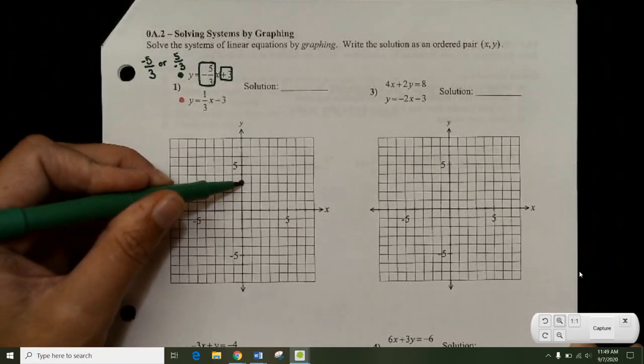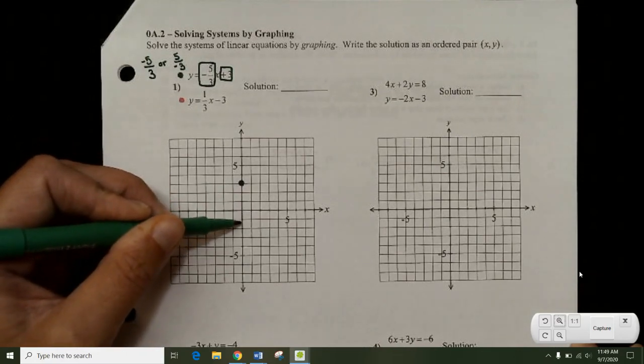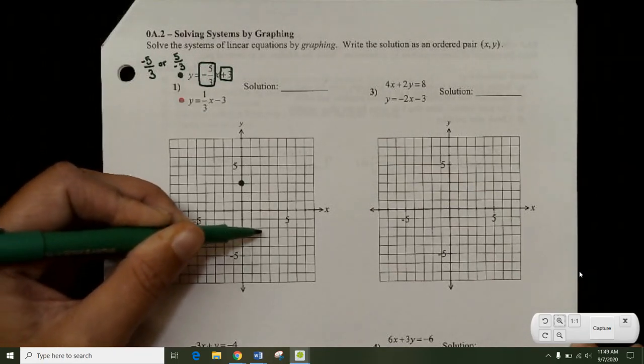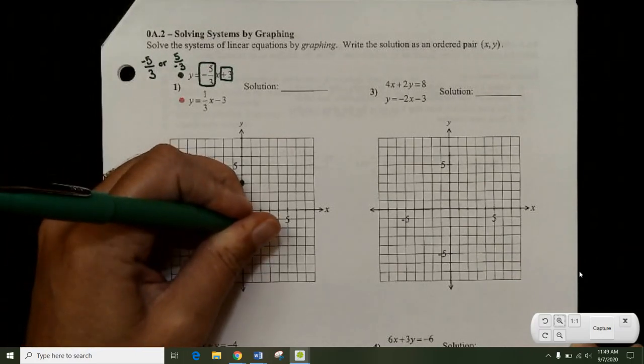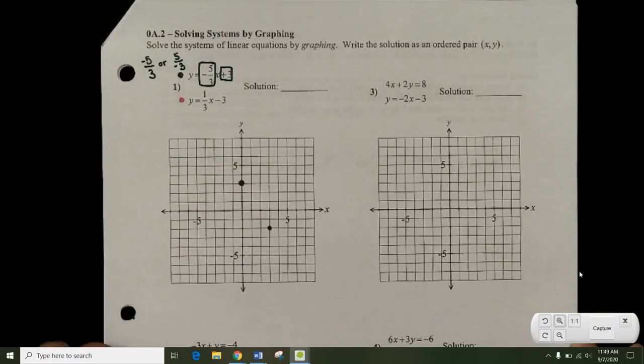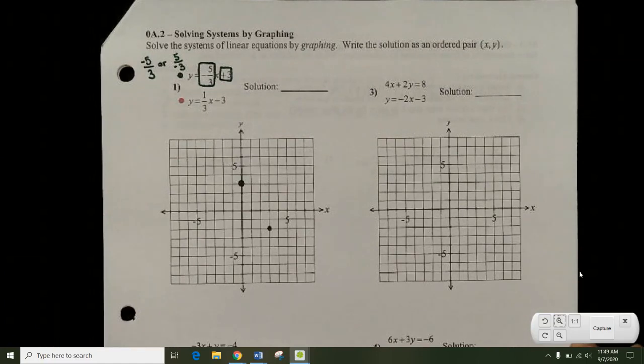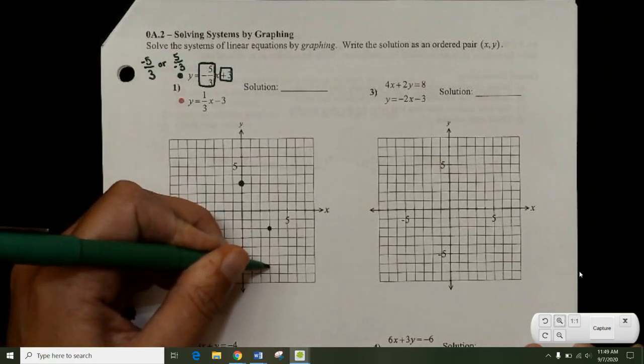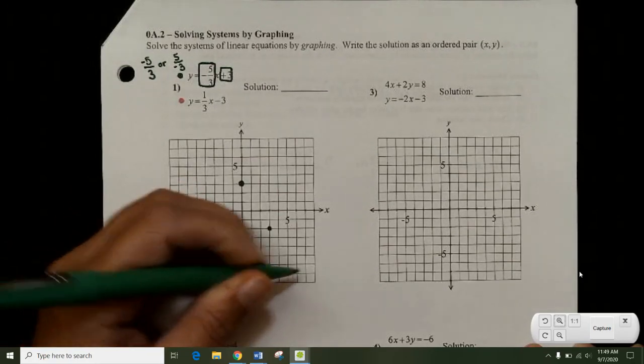So from this starting point, I'm going to go down 5. 1, 2, 3, 4, 5. The bottom number tells me left or right. So since it's positive, I'm going to go to the right 3. 1, 2, 3. And I'm going to plot my next point. I can do that again to make a more accurate line. I usually try and get at least 3, sometimes 4 or 5 points on my line before I draw it. So 1, 2, 3, 4, 5, 1, 2, 3.